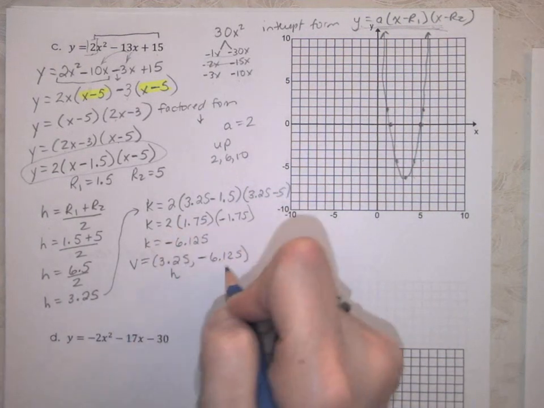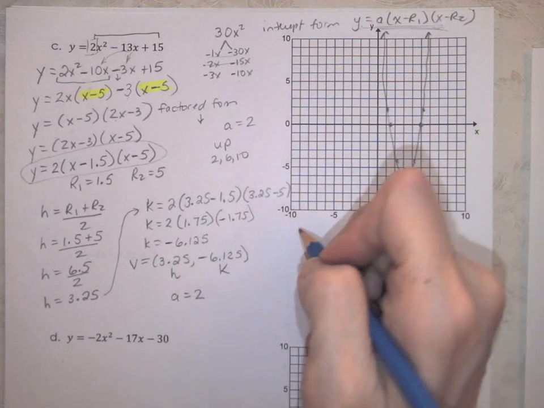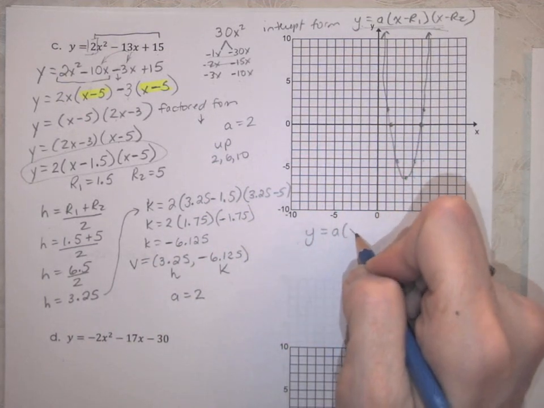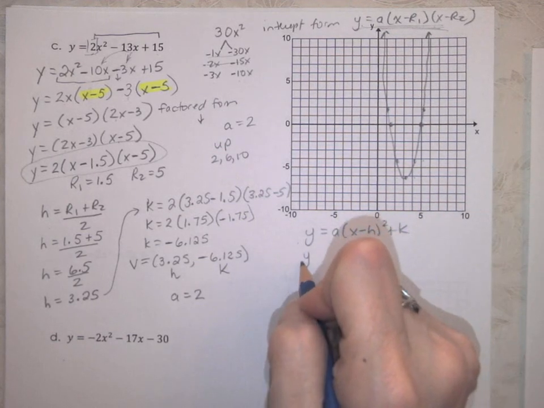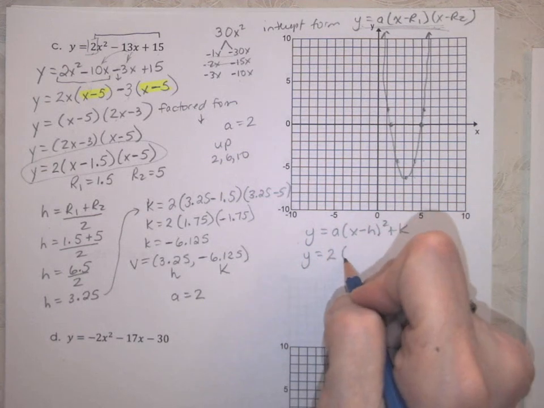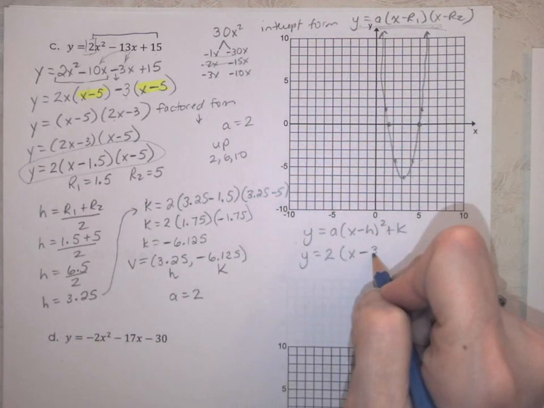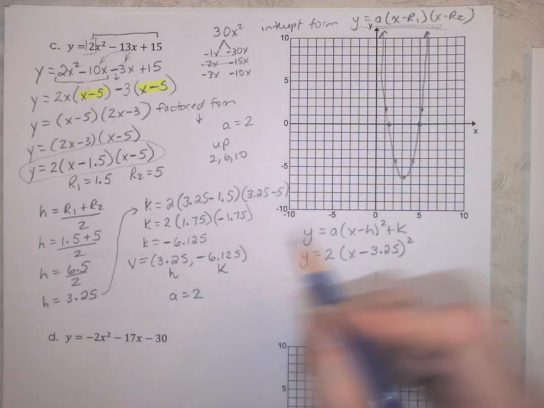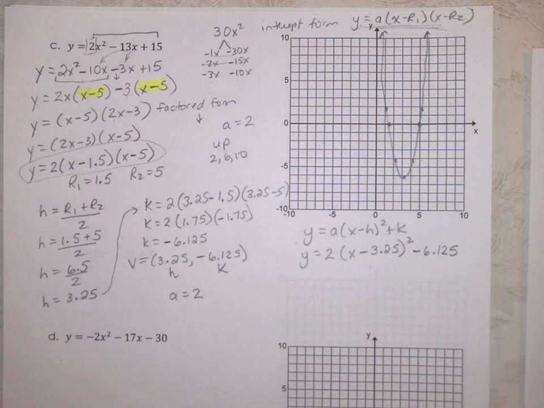So this is h, and this is k, and we know a is 2. So we could write out our general formula for vertex form, and then substitute in our a value, which is 2, (x minus our h, 3.25) squared, and then our k is minus 6.125.